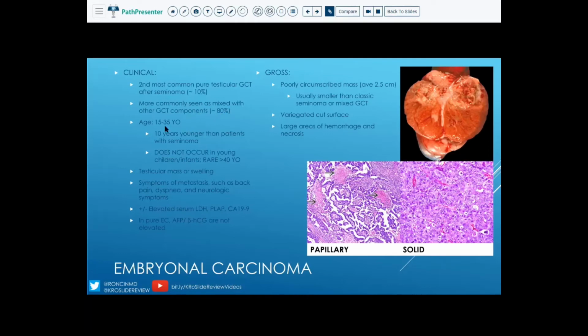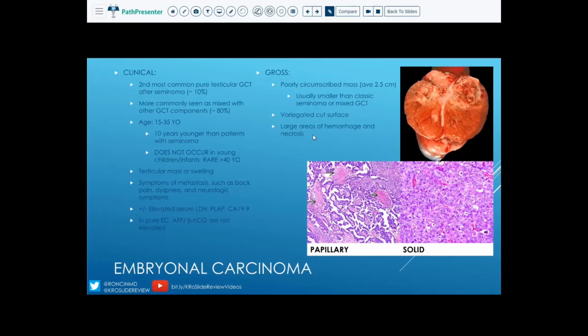The younger age range, 15 to 35. Remember, our seminoma was about 35 to 45. This does not occur in young children, infants. So by young children, we mean less than 15 years old. And it's really rare to see in someone older than 40. These patients will have testicular mass or swelling. And if they have features like back pain, dyspnea, and neurologic symptoms, then we would worry about metastasis. They may or may not have elevated serum levels of LDH, PLAP, and CA19-9. And in pure embryonal carcinoma, that's what EC is, your AFP and beta HCG are not elevated.